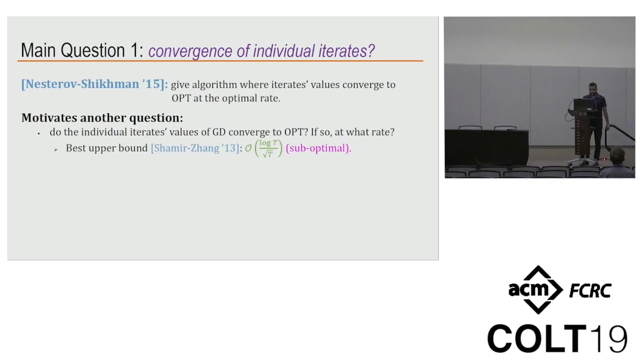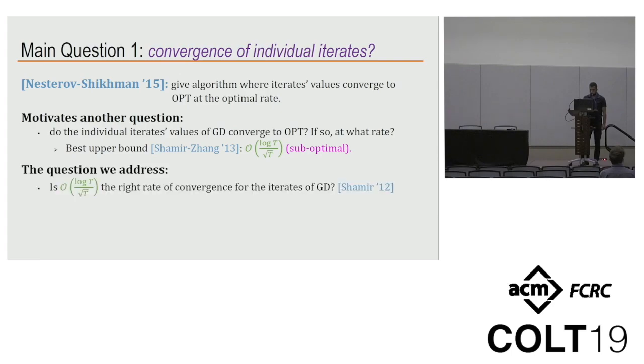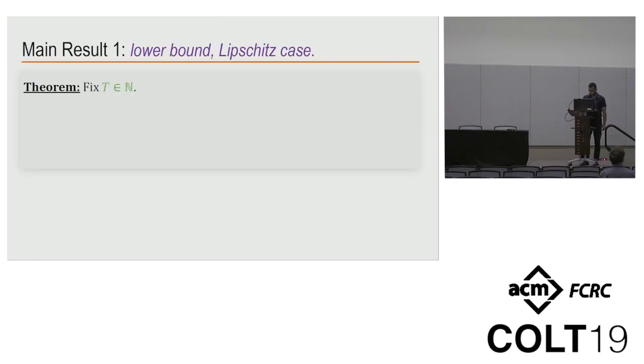In 2013, some progress was made on this question by Shamir and Zhang, where they proved that the iterates do converge in function value to the minimum of the function at a rate of order log t over square root t. Note that this is suboptimal by a log t factor. The question that we address in our work is whether or not this log t factor is necessary in the upper bound. Our first main result states that the log t factor is indeed necessary.